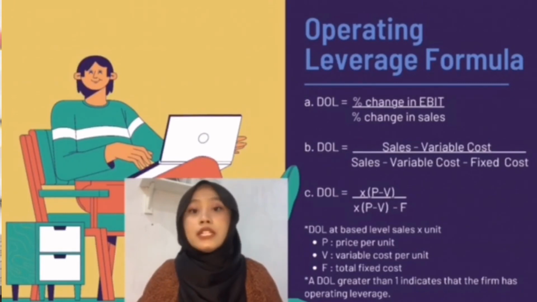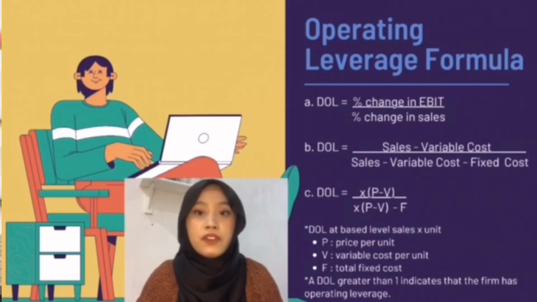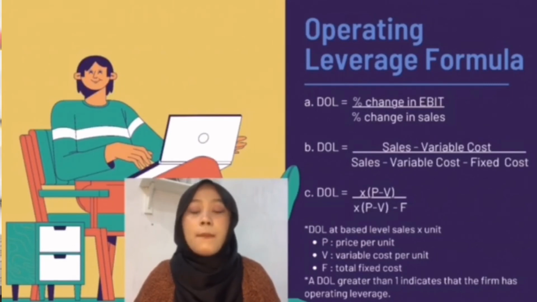First, DOL equals percent change in EBIT divided by percent change in sales, which is used to find the expected level of operating income for the next year. Next, DOL equals sales minus variable cost divided by sales minus variable cost minus fixed cost, which is used to calculate the firm's degree of operating leverage. Lastly, DOL equals X(P minus V) divided by X(P minus V) minus F, which is used to find the operating leverage at a given sales level.